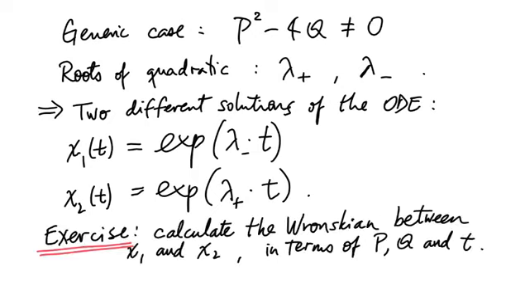So we propose the following exercise to finish this video. Calculate the Wronskian between the two functions x1 and x2 defined above in terms of p, q, and t. You can pause the video now if you want to solve this for yourself, and once you're ready, go to the next part of the video.